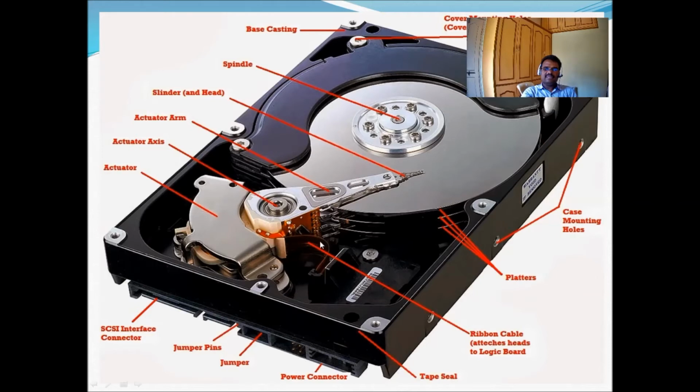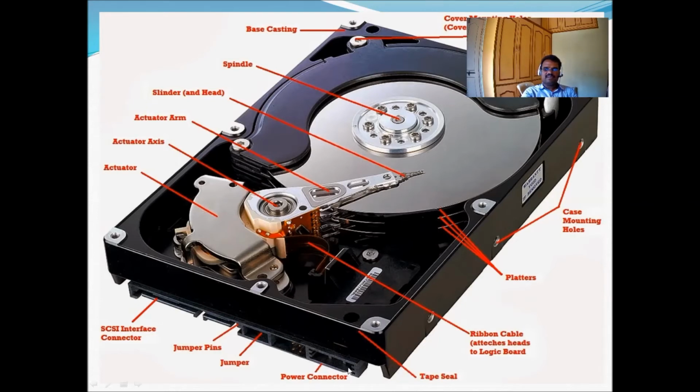And this is a ribbon cable, nothing but a flexible cable. The ribbon cable attaches the heads to the logic boards. Each and every platter has a separate head above the platter and beneath the platter. So each and every platter has 2 heads, above it and beneath it. And this is the tape seal.